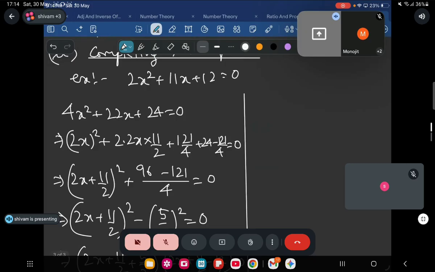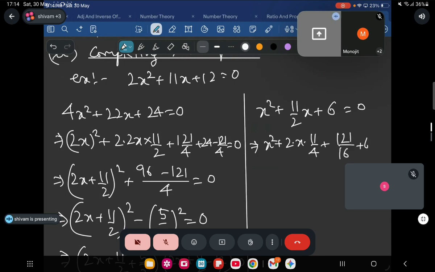The same question can also be done like this. Divide by 2 on both sides, and you'll get x square plus 11 by 2x plus 6 is equal to 0. This can also be made a perfect square. It will be x square plus 2 into x into 11 by 4. So what should we add to make it a perfect square? I have multiplied and divided by 2 in the second term. We add 121 by 16, plus 6 minus 121 by 16 equal to 0.